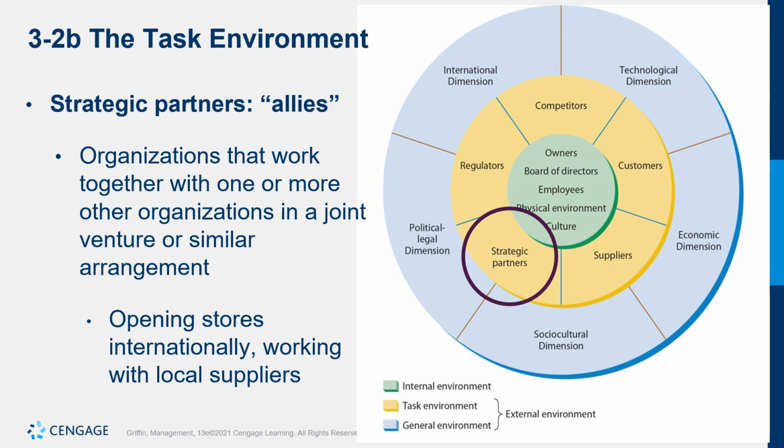Strategic partners or allies are organizations that work together with one or more other organizations in a joint venture or similar arrangement. Forming strategic partners would help the business, especially when considering opening stores internationally or working with local suppliers.